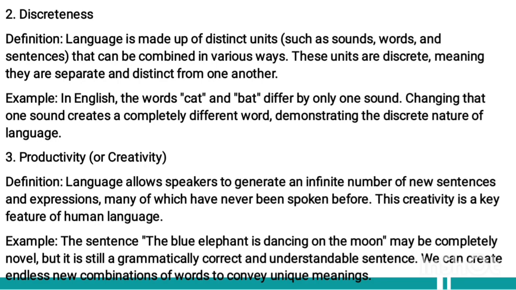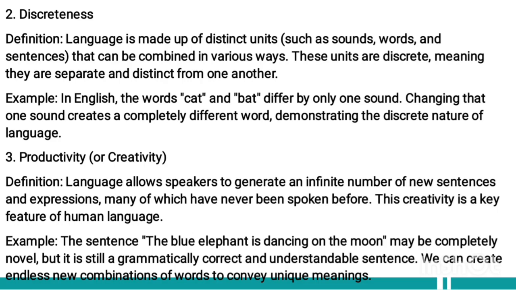Next one, discreteness. Discreteness means that language is made up of separate, distinct units that can be combined in different ways to form meaning. These units can include sounds, words, and even larger structures like sentences. Each unit has its own function, and changing one part of a unit can create a completely new meaning.